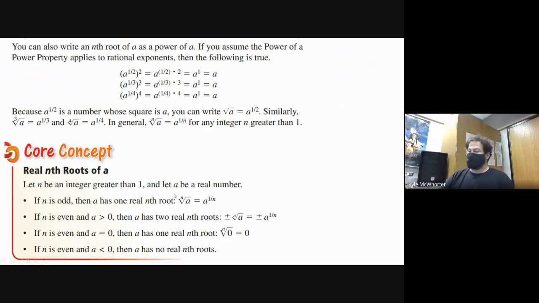But if n is even, if we're doing like the square root or the 4th root or the 6th root, and we're taking the root of a positive number, then it has 2 real nth roots, a positive one and a negative one. So like if you're taking the square root of 4, technically there are 2 real roots. There's 2 and negative 2, because 2 squared is 4 and negative 2 squared is 4. Negative 2 times negative 2 is also positive 4.